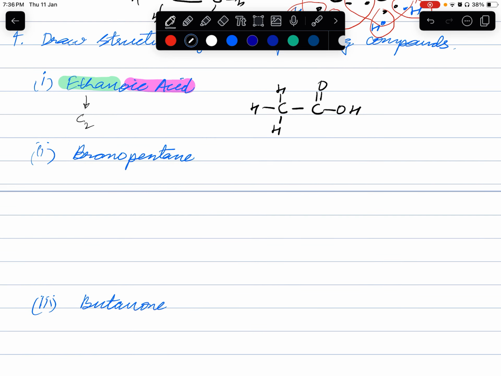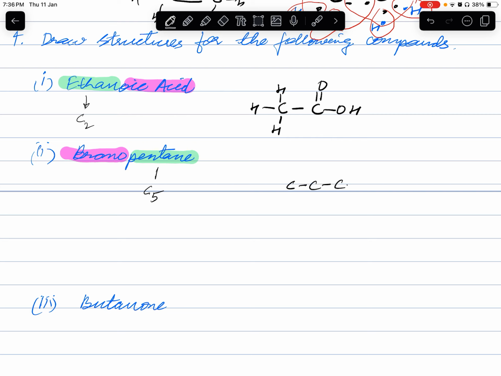Next is bromopentane. Here we have a prefix. Yes, your functional group is a prefix. Bromine is present, and the parent compound in this case is pentane. Pentane means C5. So we will show 5 carbon atoms: 1, 2, 3, 4, 5. Fine. And then we have bromine. Since they have not mentioned where bromine is present, we are putting it on the terminal carbon, but we can place it somewhere else also. Now the rest of the valencies of the other carbons are satisfied by hydrogen atoms. You have to be very careful. Whatever the structure, whatever the compound, every carbon has to form 4 bonds. So this is bromopentane.